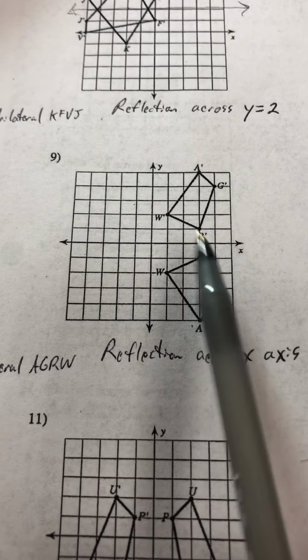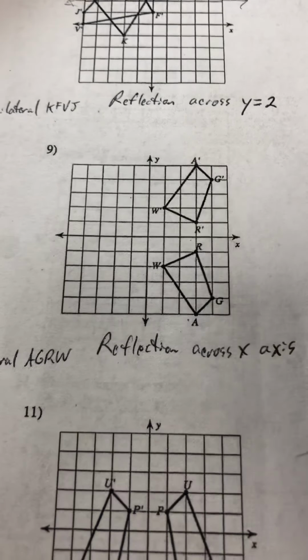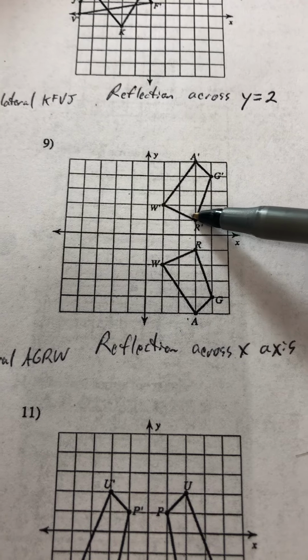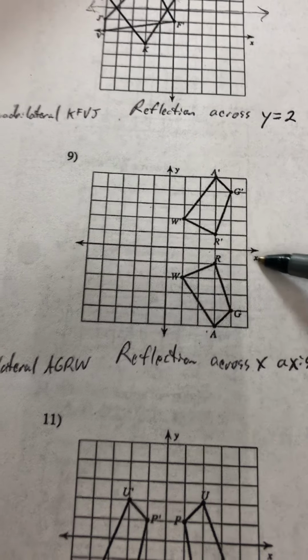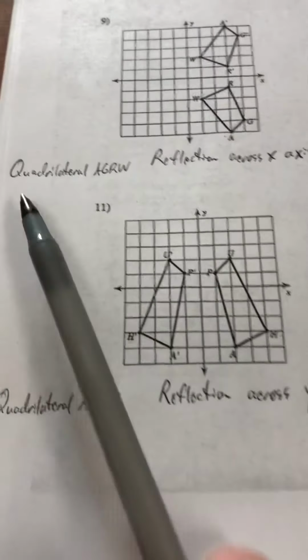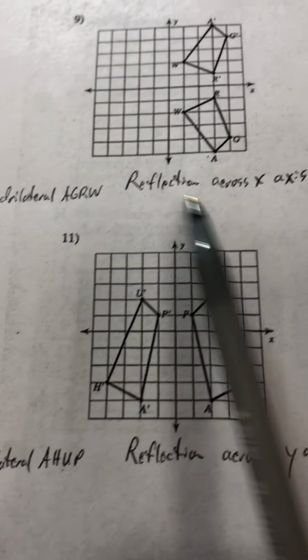Notice what happened here where the reflection is. This reflection is just across the x-axis. So notice R ends up here now, your G ends up here, all across the x-axis. So quadrilateral AGRW, reflection across x-axis.